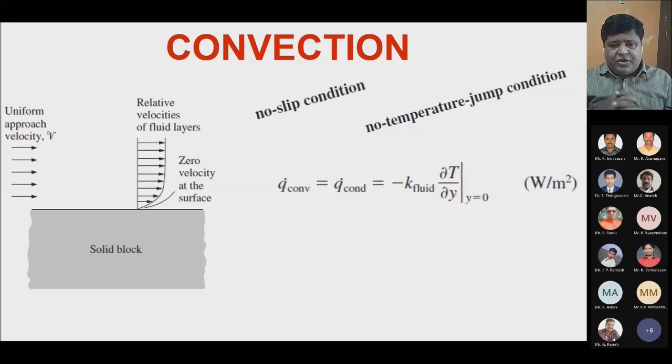You can see this equation, Q convection is equal to Q conduction, which is minus K dou T by dou Y at Y is equal to 0. Y is 0 is at the surface. At the surface, the fluid is convected because of the conduction that takes place in the stationary layer, and whatever heat is conducted from the stationary layer is convected by the fluid that is moving above that stationary layer. So you can use this equation at the surface, especially at Y is equal to 0.